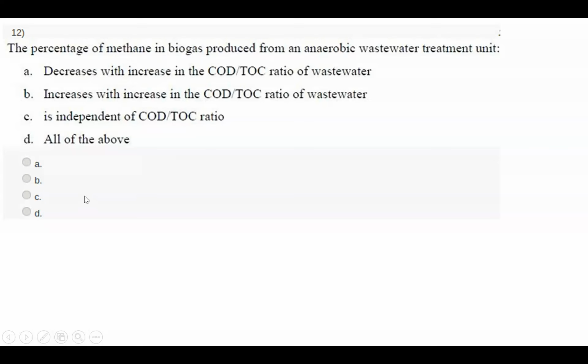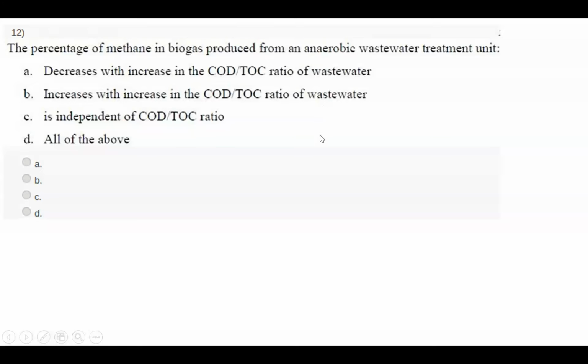No. D is also wrong. This one, B, yes. It increases with increasing COD by TOC ratio of wastewater.